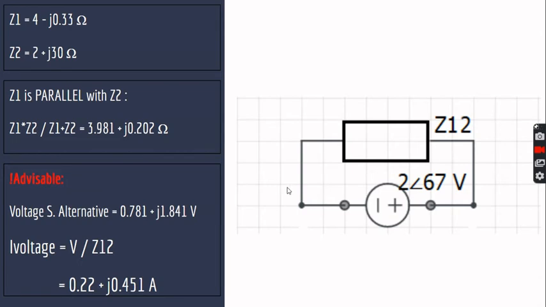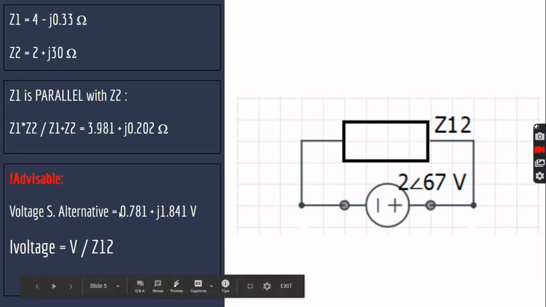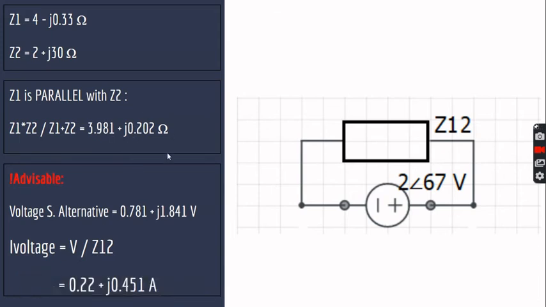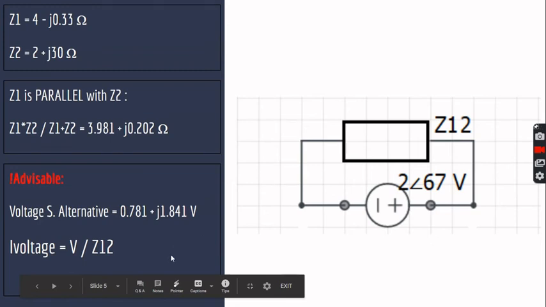It is advisable that you convert this voltage source into this imaginary form first, so it will be easier for you to find the current, because it will be much more convenient to convert them into the same forms. So as you can see here, the final answer is down there.